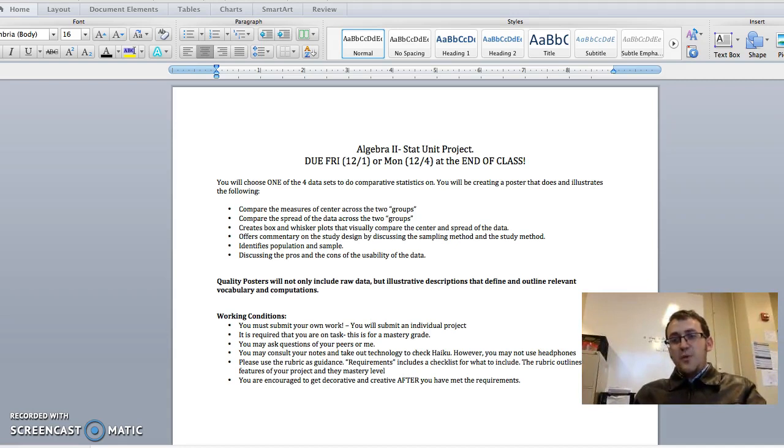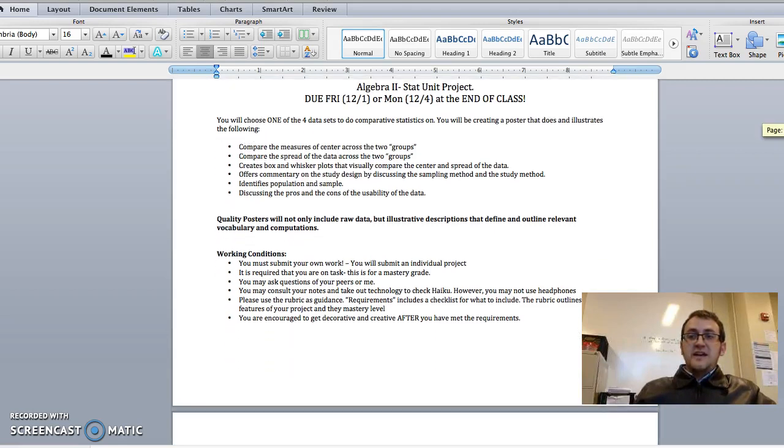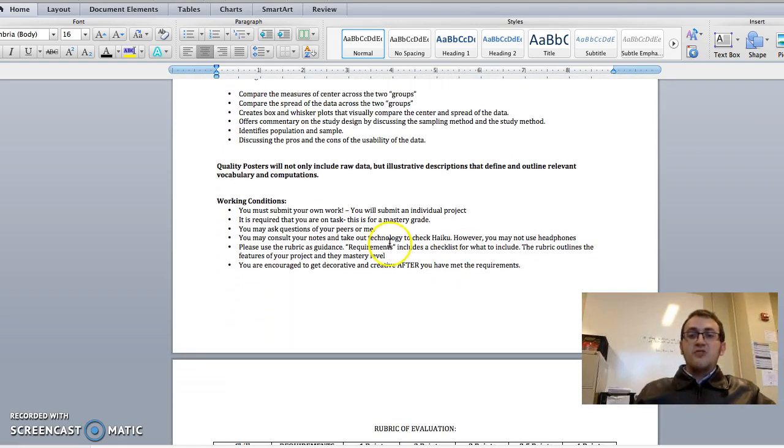What I'm looking for in a quality poster is that you include the raw data and also illustrative descriptions that outline how you came up with the computations. You should be able to explain it in terms that somebody who's maybe never seen this stuff before can understand. When you're working on this project, everybody is going to have to submit their own work.